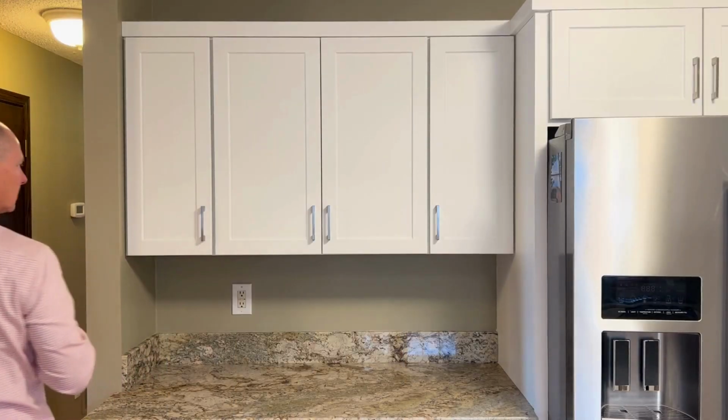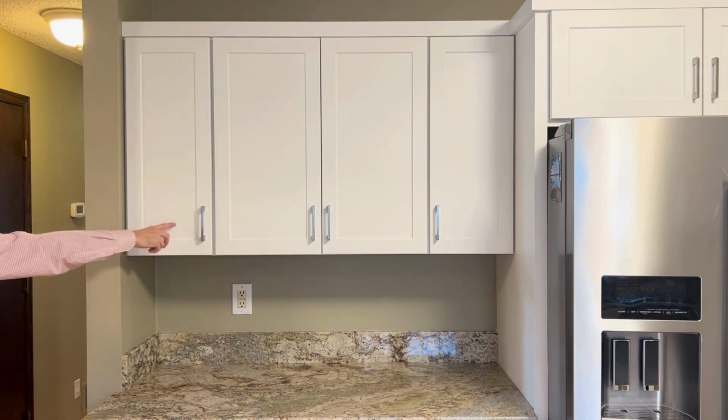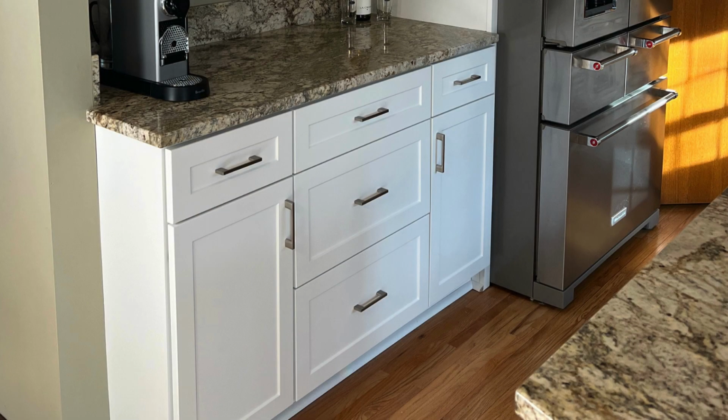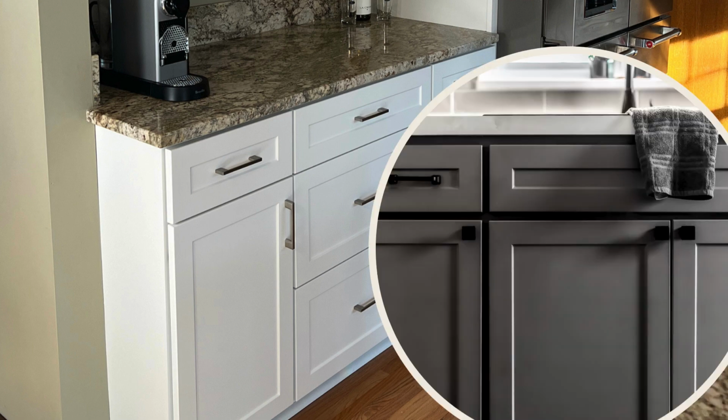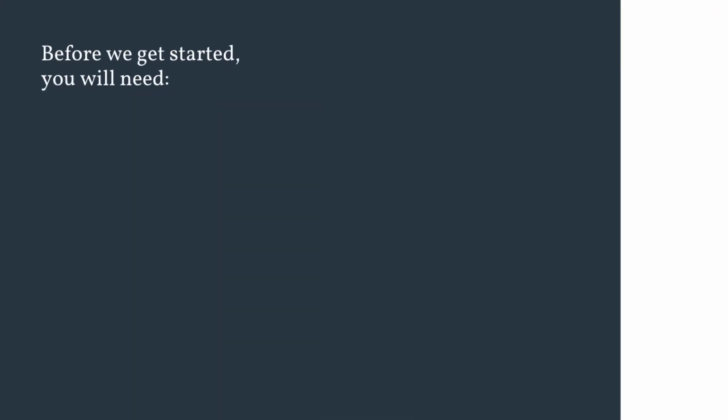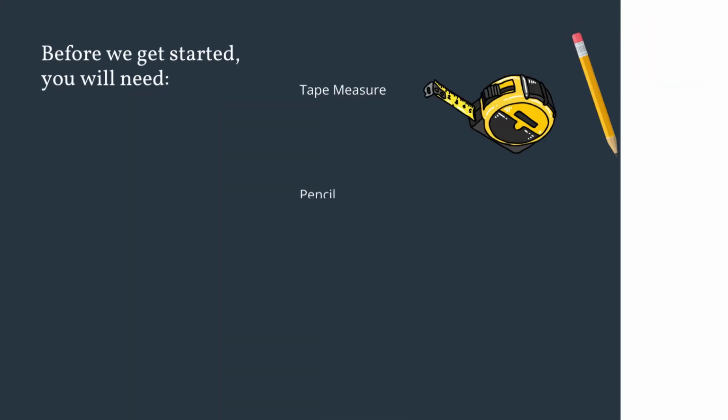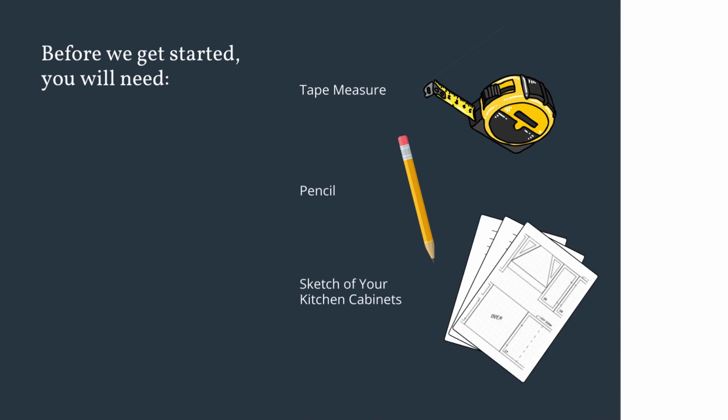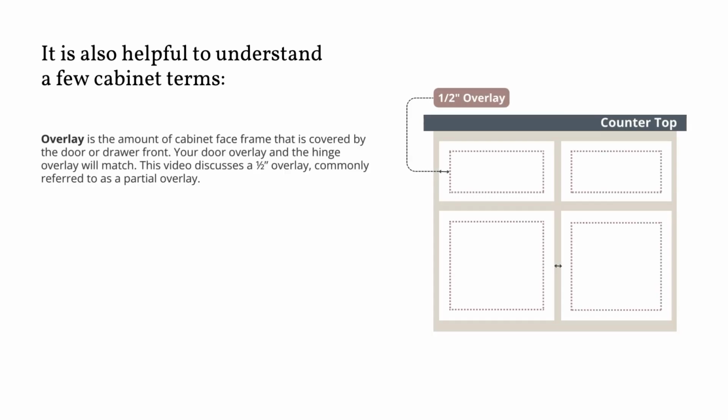In this video, we will cover how to calculate the size for a single door cabinet. Shown here in our tutorial is a full overlay kitchen. This is what a partial overlay kitchen will look like. Before we get started, you will need tape measure, pencil, and a sketch of your kitchen cabinets. It is also helpful to understand a few cabinet terms.